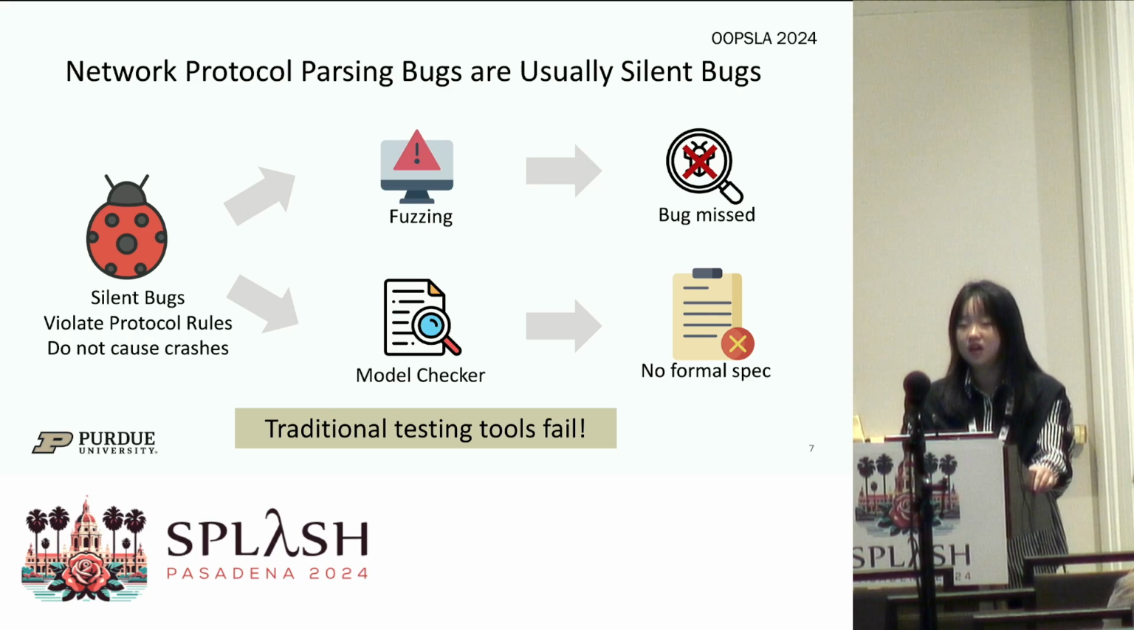And so it's very time-consuming to manually construct those formal specifications in order to let model checkers detect the bug. So the traditional testing tools fail to find this kind of silent bugs. Then how can we catch these silent bugs?